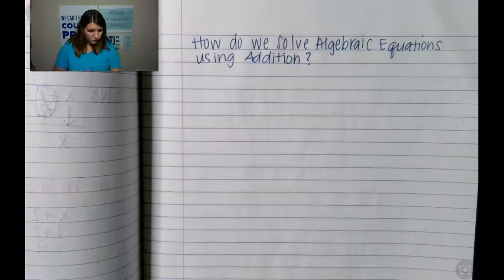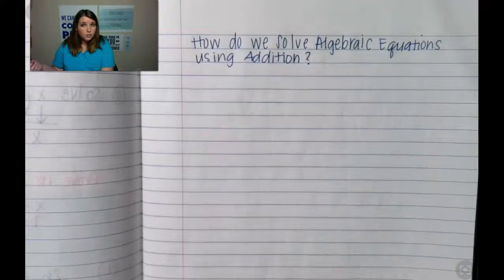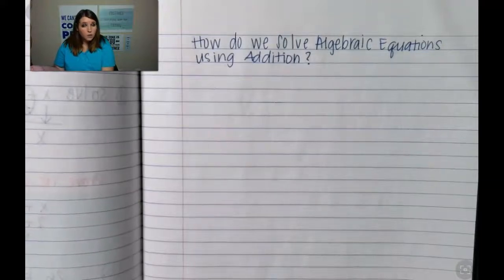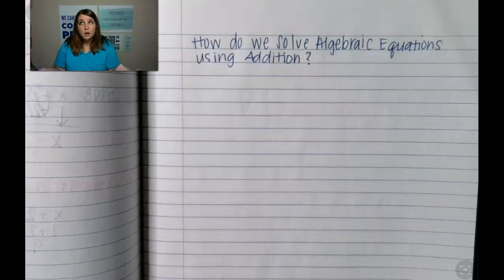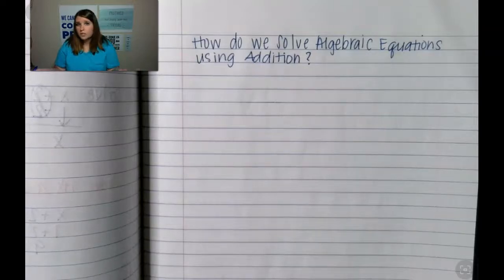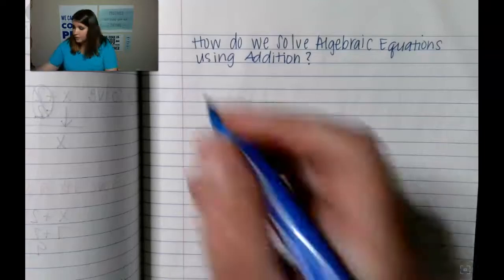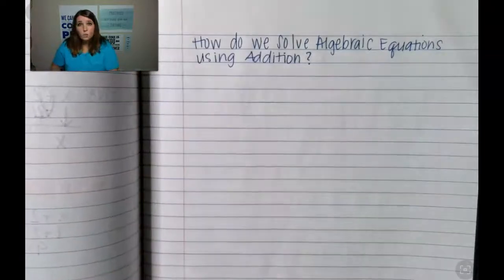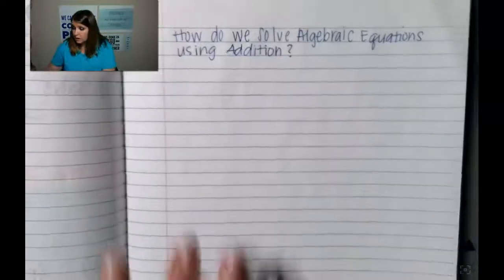So when we're looking at algebraic equations that are originally starting with subtraction, we always do the opposite. So it doesn't matter what operation is there. Our first thought is balance line. Second thought is, okay, what is the opposite? So let's see how we can work this.